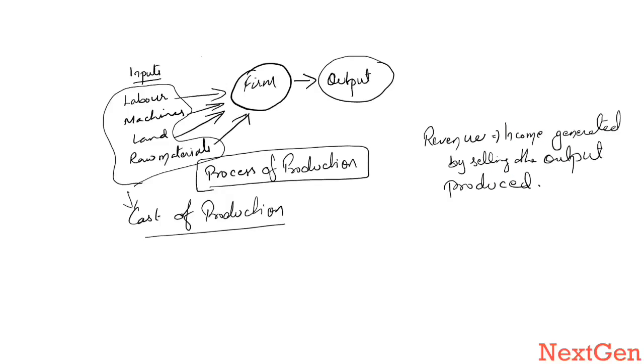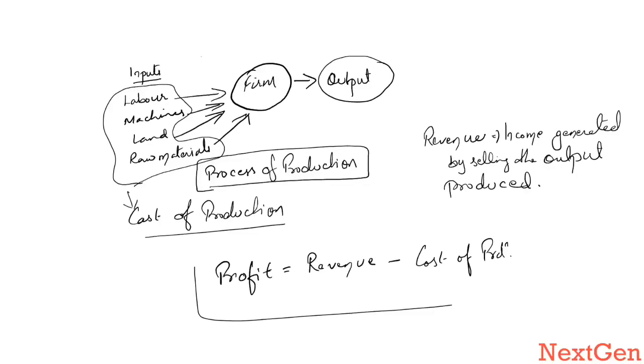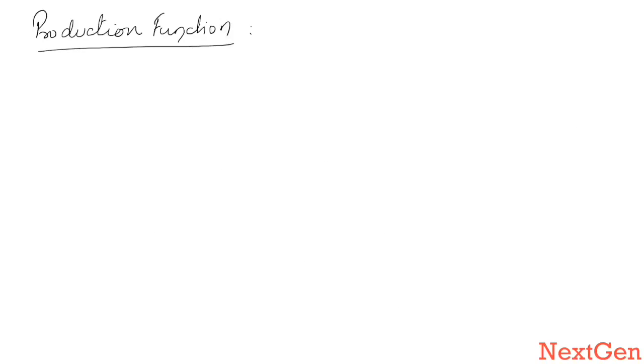Now what is profit? Profit equals revenue minus cost of production. That will be our firm's profit. In our study we'll assume that the firm is trying to maximize its profit. That is, the objective of the firm is to maximize its profit to the highest level possible.